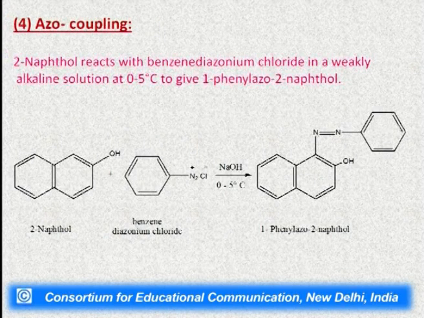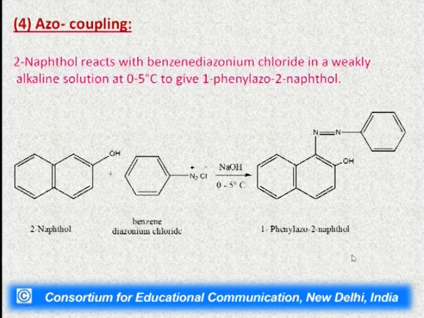Then comes the azo coupling. 2-naphthol also reacts with benzene diazonium chloride in a weakly alkaline solution at low temperature, or in ice at 0 to 5 degree temperature, to give us 1-phenyl azo 2-naphthol. This is 1-phenyl azo 2-naphthol.